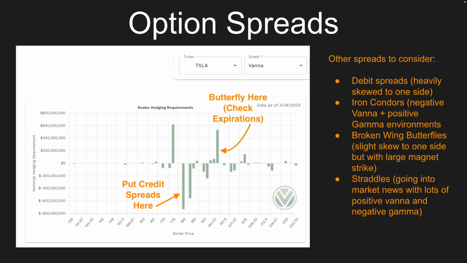Close out your winners when it starts to reverse. See if your losers come back and close those out if those go profitable. So that's just one of many ideas that we can use to take advantage of this data. And I'll leave it at that.